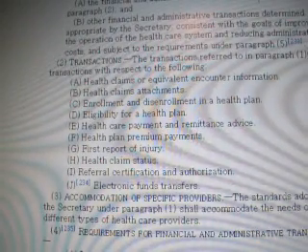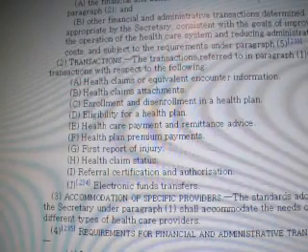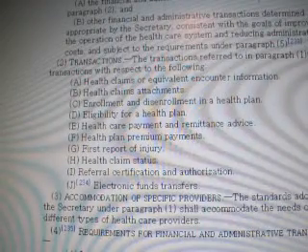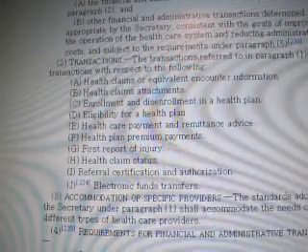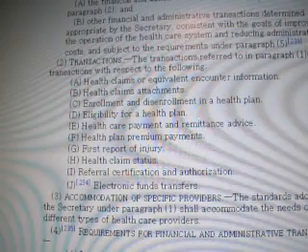That's considered a transaction. Eligibility for a health plan. This is where the health insurance says these are the things that you have to be in order to be eligible for our health insurance plan, and so on and so forth. Health care payment and remittance advice. Okay, so when the health insurance makes a payment to your doctor or to you for your health care, that's a transaction. Health plan premium payments.